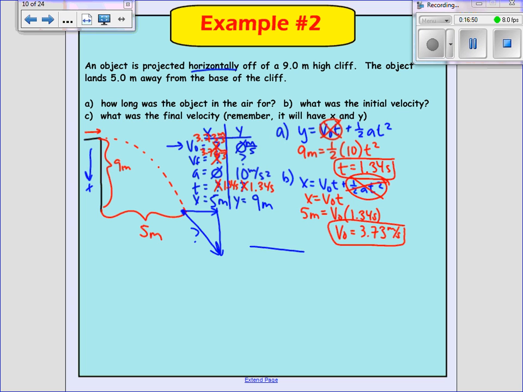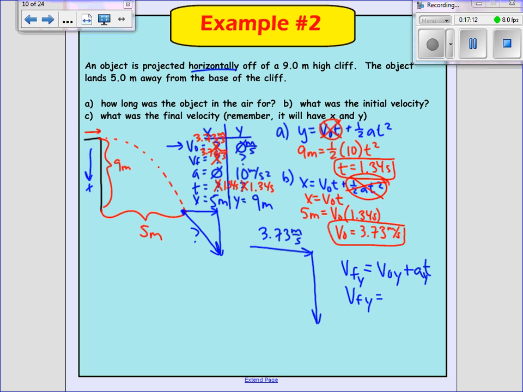So my x, I'm going to draw that a little bit larger over here. My x velocity never changes. That's the 3.73 meters per second that I just found. The y velocity is unknown to me. I do not know what that is. However, I'm going to use this equation to figure out what the y velocity is finally, if I know the initial velocity and the y acceleration and time.